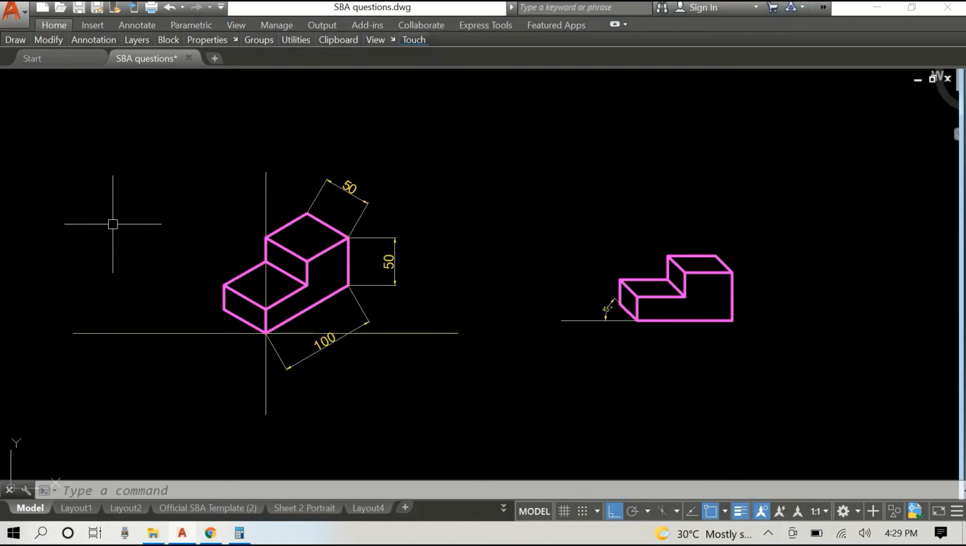And here you can see the difference between the isometric and the oblique.